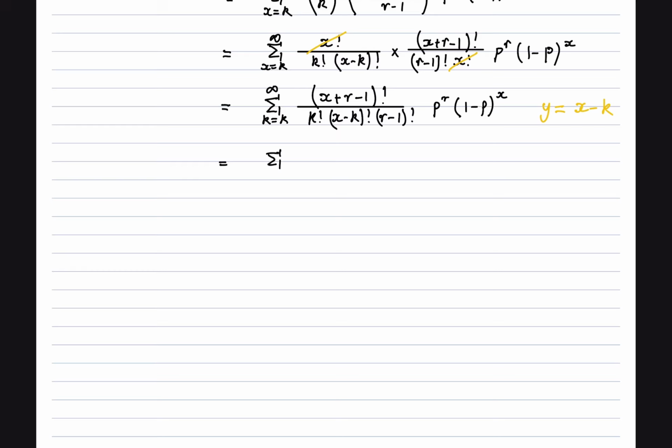Sorry, I don't know why that terminal said k is equal to k. It should be x is equal to k. Now, if y is equal to x minus k, then when x is equal to k, y is simply equal to 0, and when x is equal to infinity, y is, well, still equal to infinity.